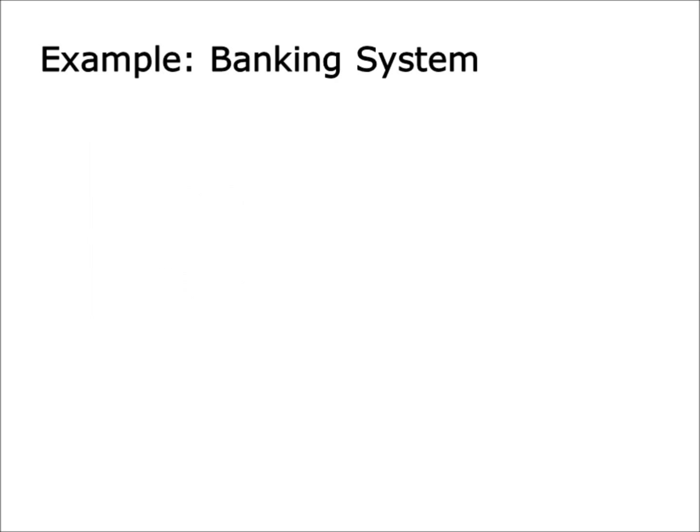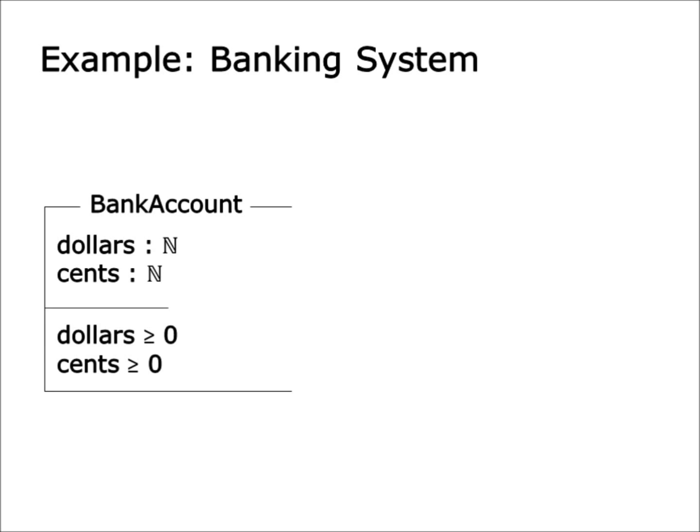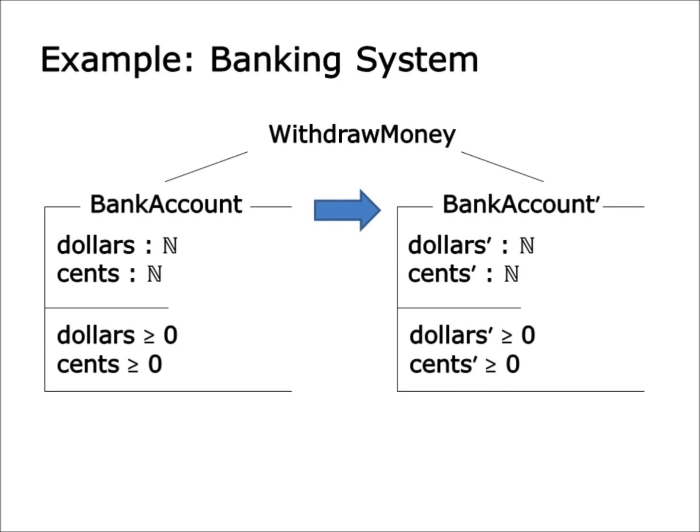Now suppose we want to model the act of withdrawing money from the account. This requires an operation on the bank account object and its data elements. An operation really just describes two objects, in our case one before the transaction and one after. The second object, here decorated with the prime symbol, represents the state of the system after the operation has been performed.